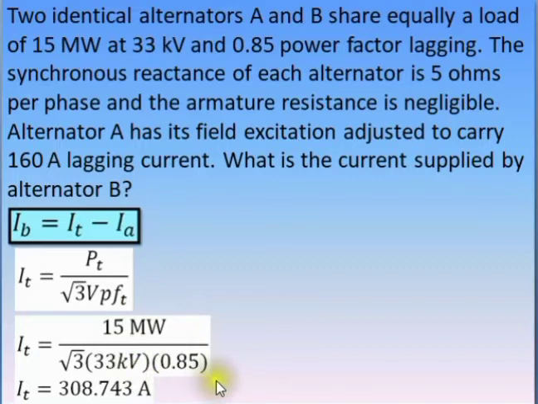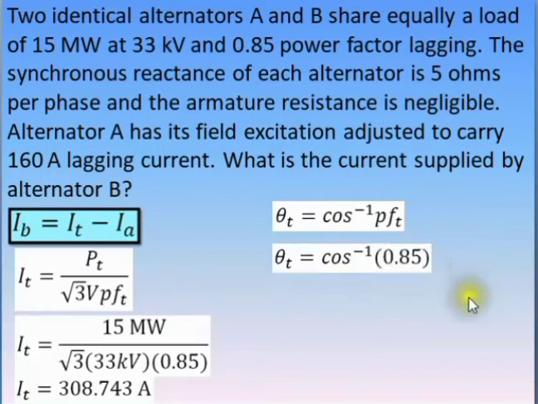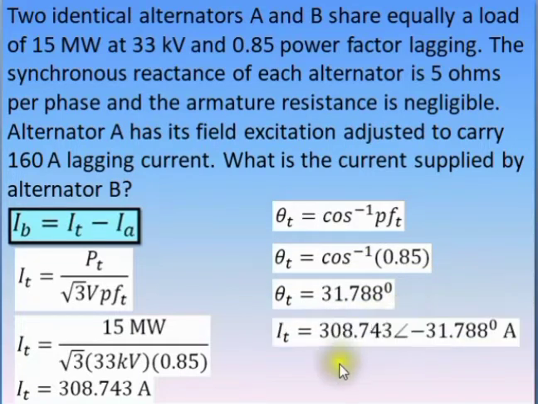is 1,000 po yan. Ngayon kunin naman po natin yung angle using itong formula na ito. Substitute lang po natin yung 0.85 na power factor doon. We have inverse cosine of 0.85, that is 31.788 degrees. Therefore, we have I total equals 308.743 angle negative 31.788 degrees. Again, lagging power factor po tayo kaya meron tayong negative dito.